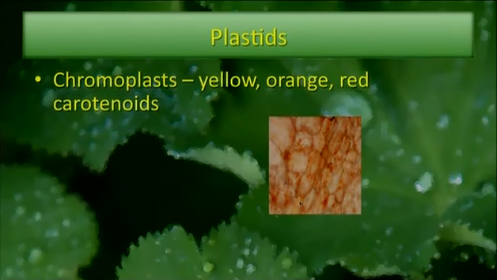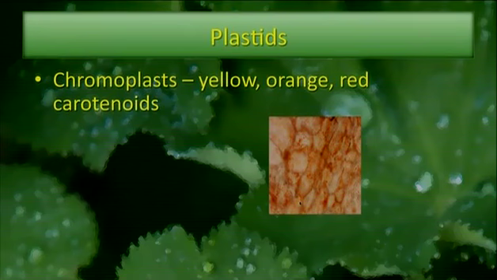Now other plastids include chromoplasts, and these tend to be yellow, orange, or red, and they tend to be the color that they are because of pigments called carotenoids. Carotenoids can either be more orangey, reddish in color, and those are the carotenes, or they can be more yellowish and brownish in color, and those are called the xanthophylls.